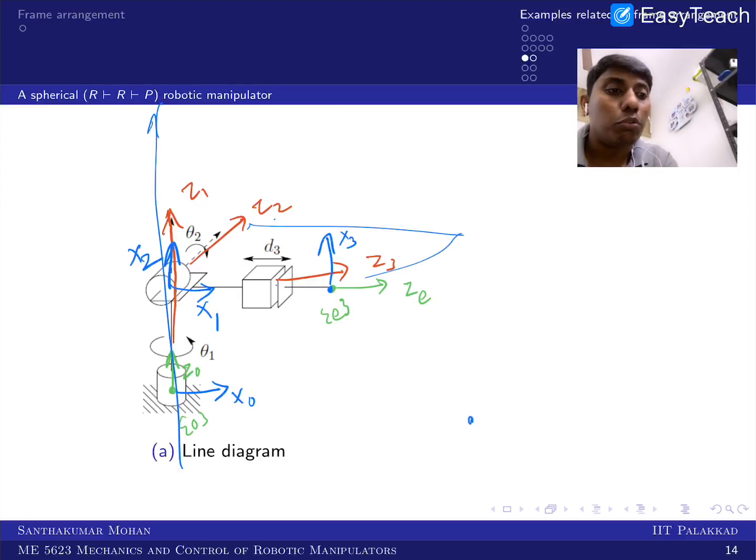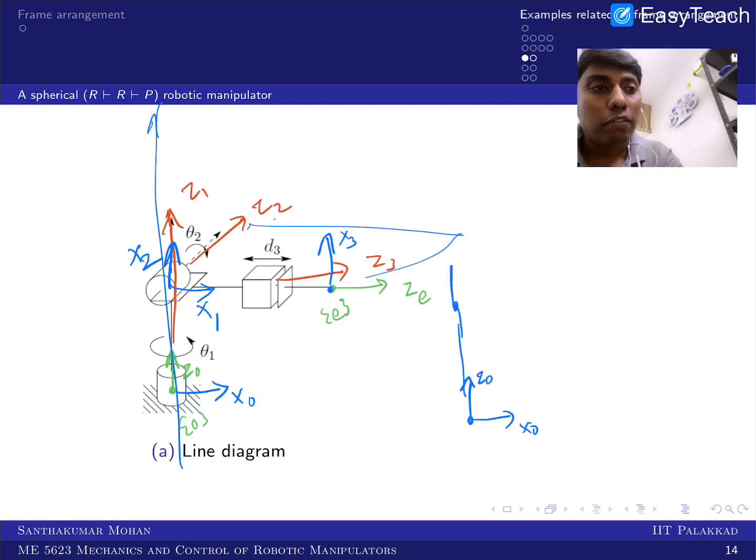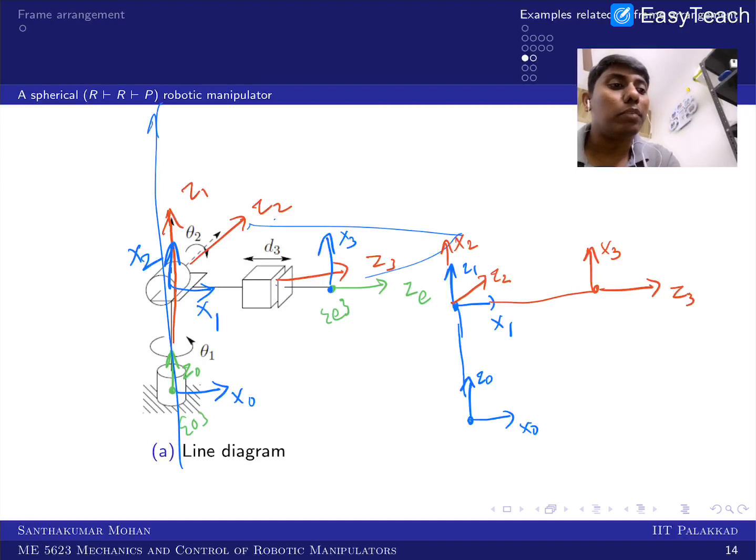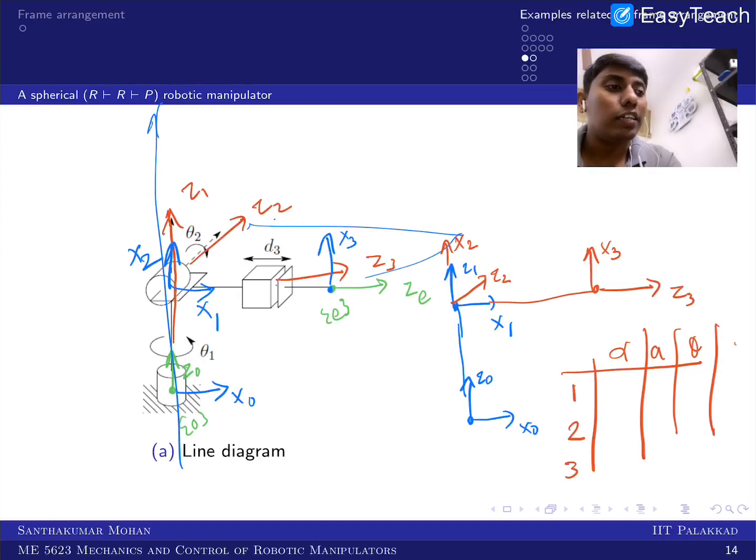So in the sense, this is your z0 and x0, and this is the point where you have z1 and x1, and just to give a difference, this is z2 and this is your x2, and this is z3 and this is x3. Okay, so like that you can get it. So now, what are the DH parameters? The 1, 2, 3. So alpha would be this, and this is a, theta and d.